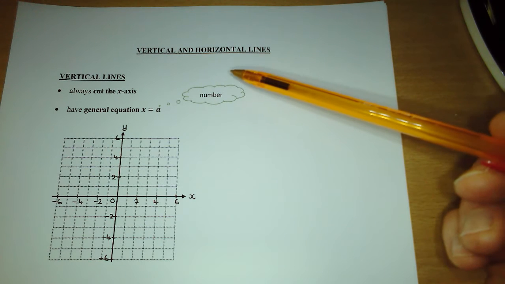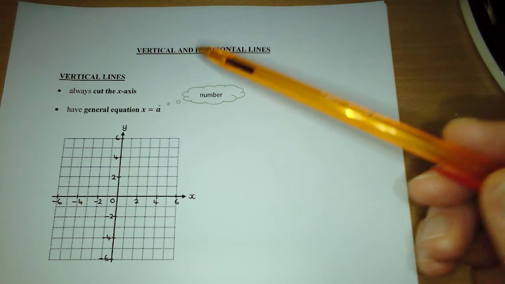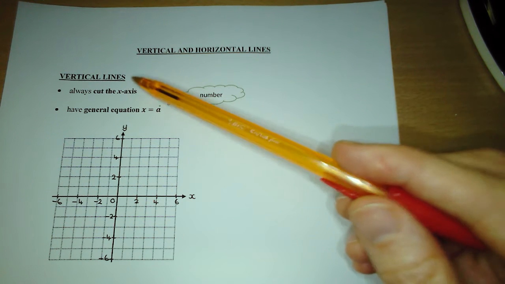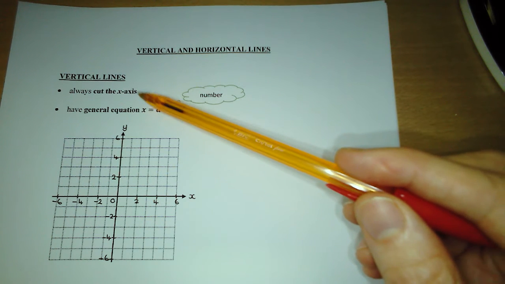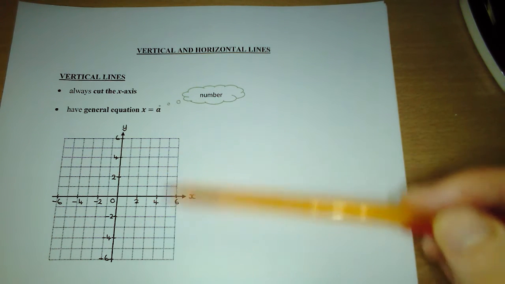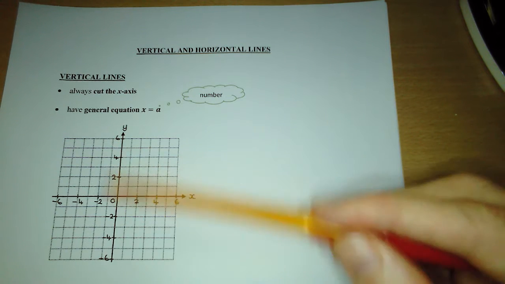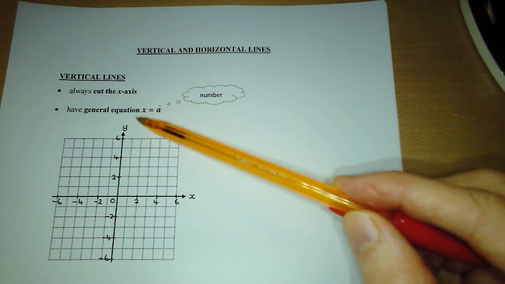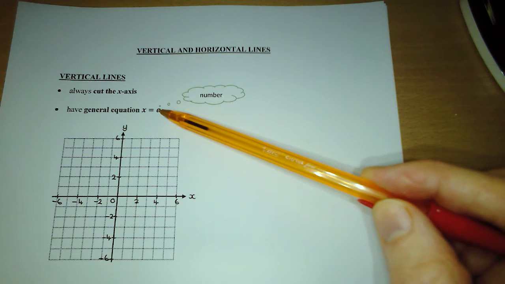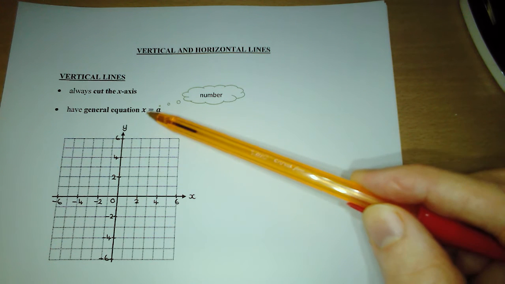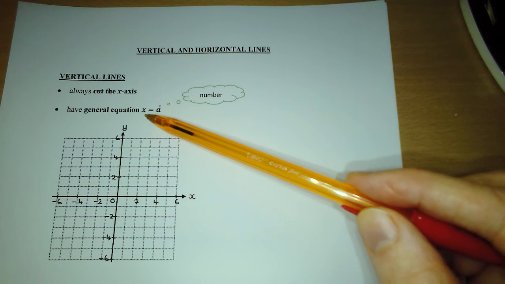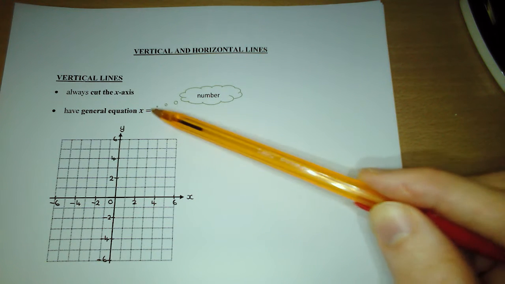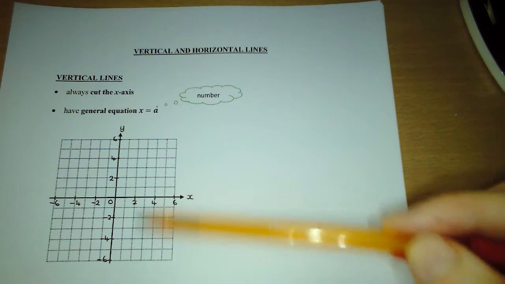We're going to finish our topic on straight lines by looking at vertical and horizontal lines. First of all, vertical lines: they always cut the x-axis. Vertical lines only ever cut the x-axis, and they have the general equation x equals a number. So a here just represents a number. So that's the general equation of a vertical line: x equals a number. Remember, vertical, x equals a number, because vertical lines only cut the x-axis.